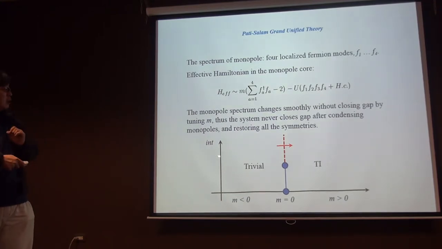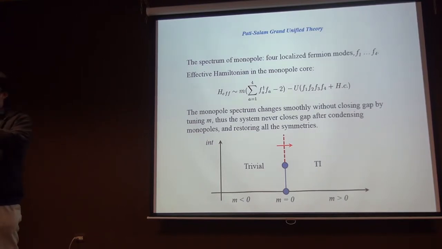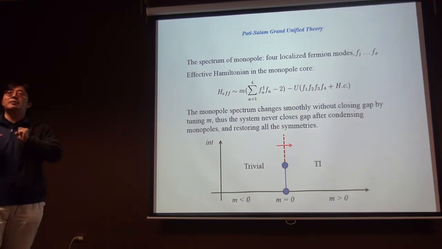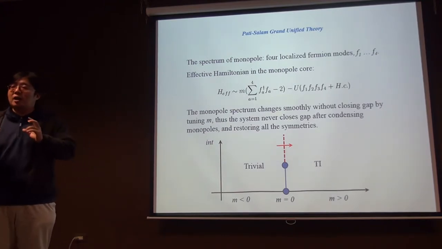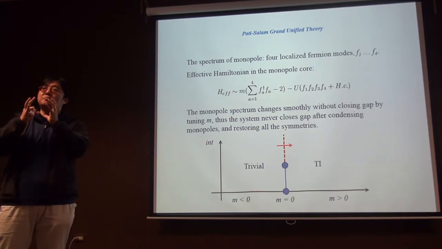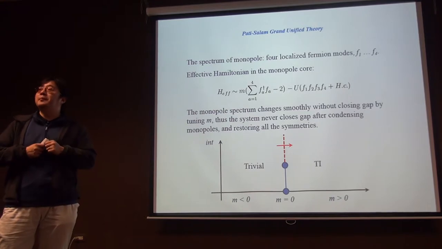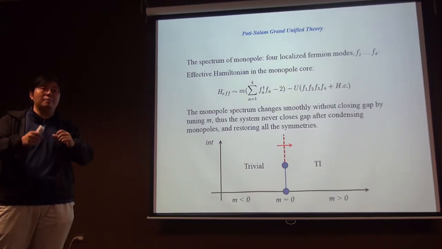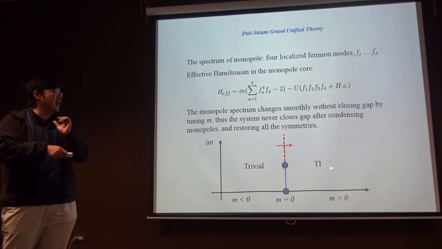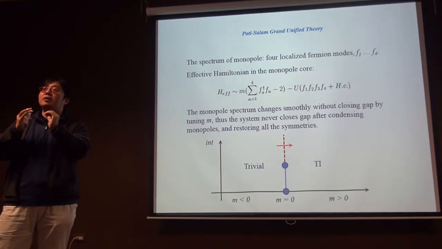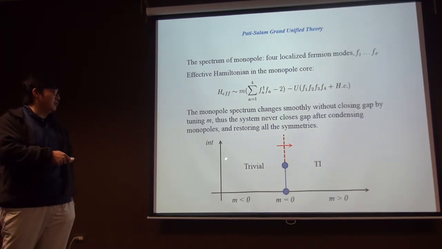In the whole phase diagram, I can always condense the hedgehog of a monopole to restore all the symmetry. But whether I can connect this side without closing the gap depends on whether the monopole spectrum will close the gap or not when I tune M. If when I tune M, the monopole core never closes the gap, it continues to evolve from this side, then I can always condense the monopole to generate a curve connecting from the trivial to the topological superconductor.